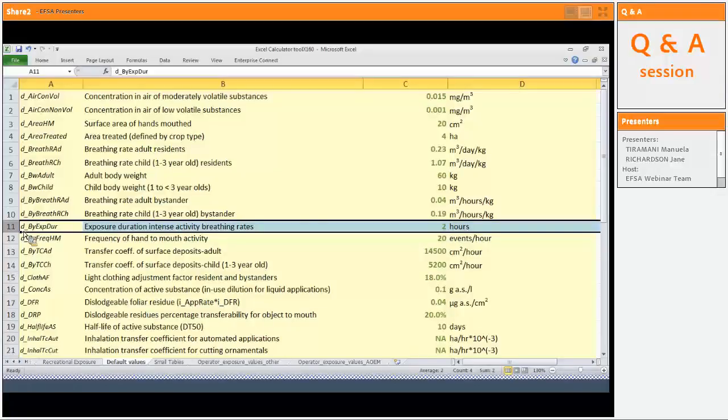There's a nice question here, Manuela, on reuse of PPE. What's your opinion on that one?